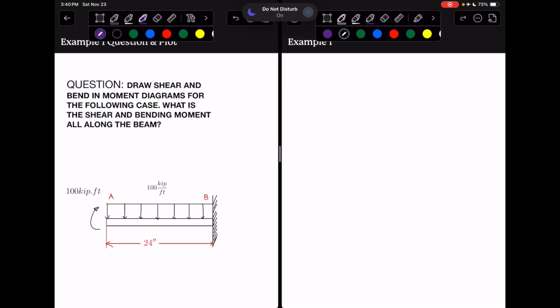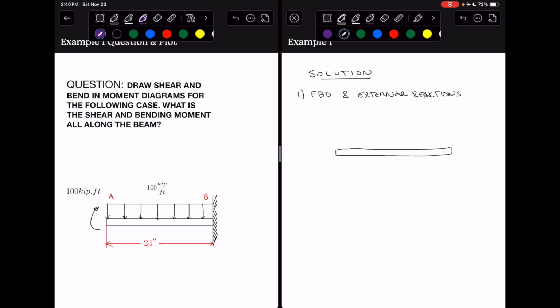All right, so let's start solving this problem and obtain the shear and bending moment diagrams for this case. So we'll start with our general solution. And the first thing we have to do is obtain the free body diagram and external reactions that support the beam. So let's do that.